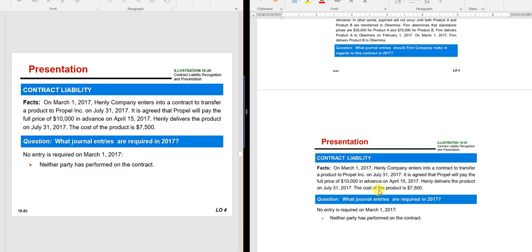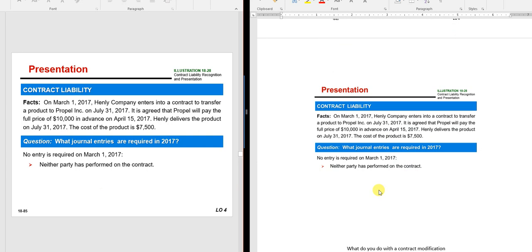What about a contract liability? On March 1st, Henley Company enters into a contract to transfer a product to Propel Inc. on July 31st. It's agreed that Propel will pay the full price of $10,000 in advance, and they deliver the product on July 1st, and the cost of the product is $7,500. So instead of getting paid later, I'm getting paid earlier, but I technically don't earn it until I have delivered it. So what is the journal entry on March 1st?